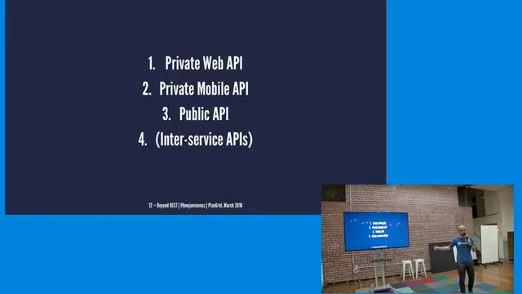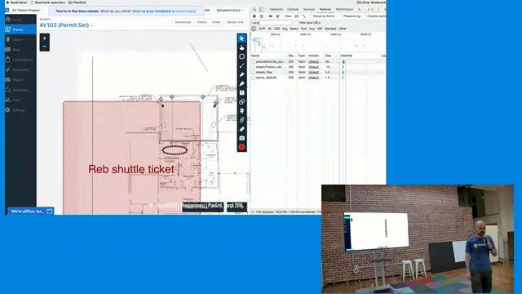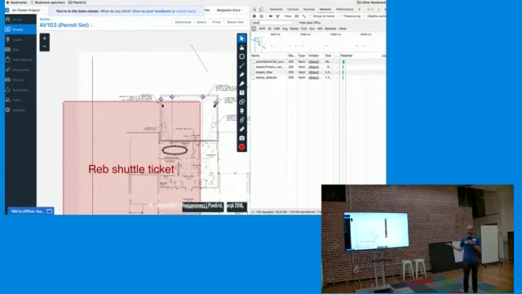So I'm going to focus a lot on the first 2 and talk briefly about public APIs as well. So let's start with the web component. Like many applications out there, what we have is a highly interactive application, and it's not really a website in the sense of what websites looked like in the year 2000 when REST was introduced.